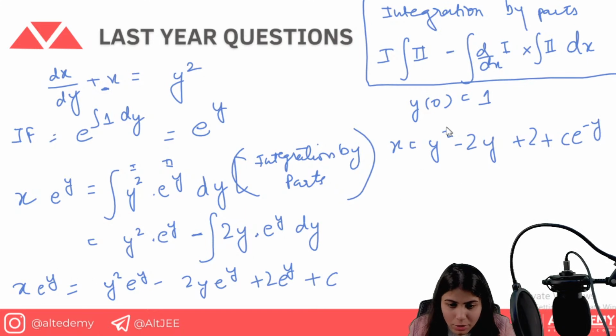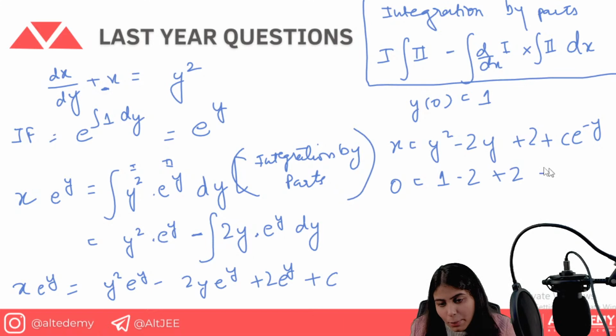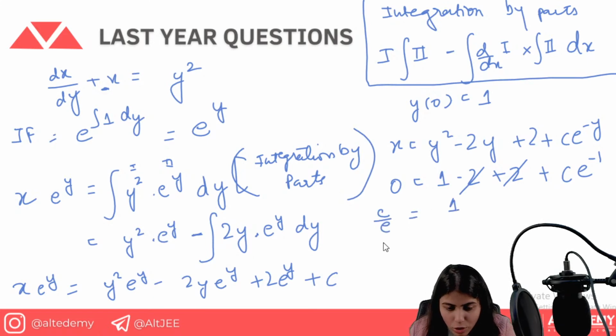Just substitute. Now x value is given 0 here. So we got 0. We have y value, that is 1. So 1 minus 2 plus 2 plus c e to the power minus 1. Now what we got here is minus 2 plus 2 got cancelled out. We have c upon e is equal to 1.